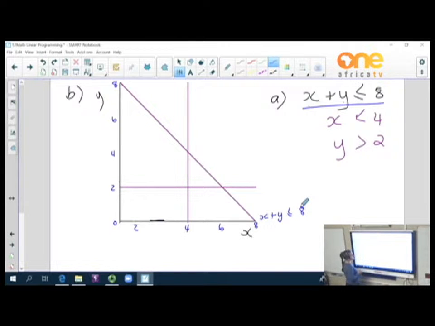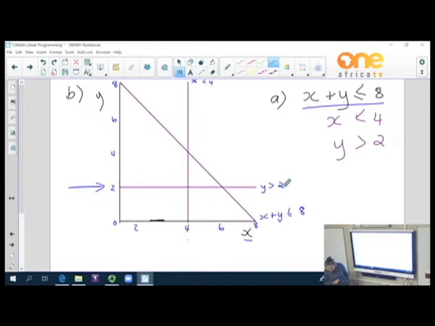Then x is less than 4. So here is my x, here's 4. So this one is x is less than 4. And then we have y is more than 2, where y is on this side. So there is 2, and we are left with y is more than 2.